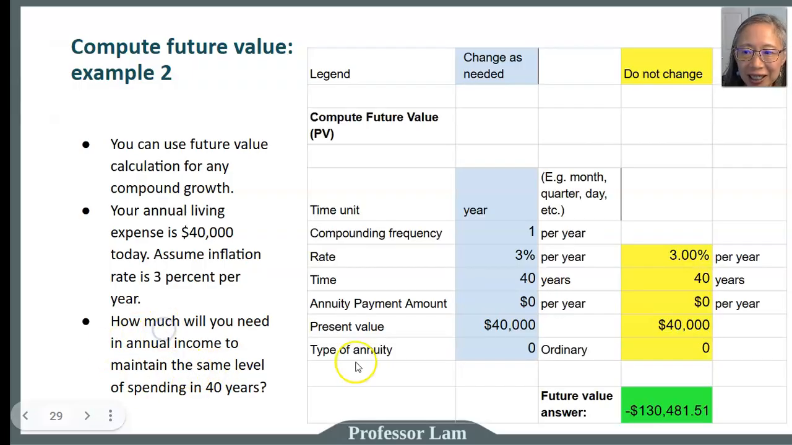Welcome back. Is this what you have? $40,000 is the amount today, so we enter that as present value. The rate is the rate of change. Inflation is 3%. We increase that value once per year and it's 40 years. So to maintain the same standard of living in 40 years, I'll need $130,481 per year. So when I'm doing my retirement planning, I need to take this into account, because I'm not planning to spend $40,000 in 40 years. I'm planning to spend $130,500 per year.